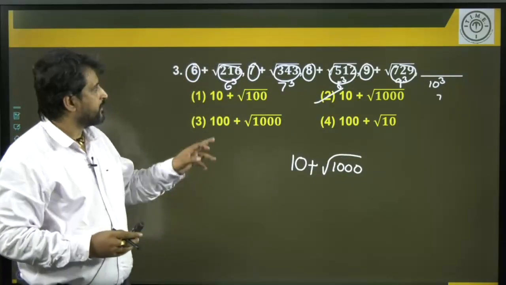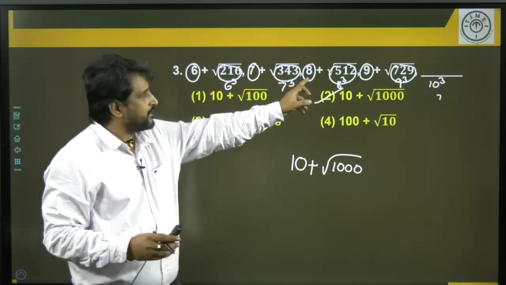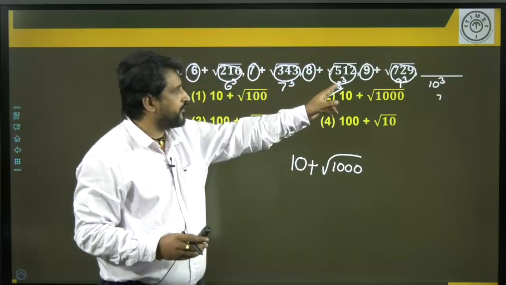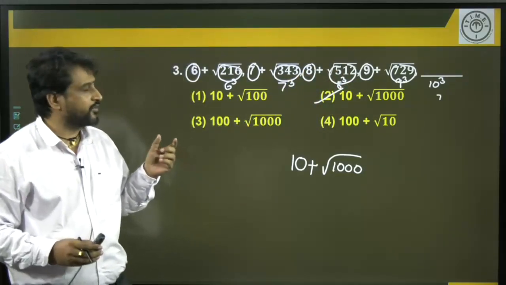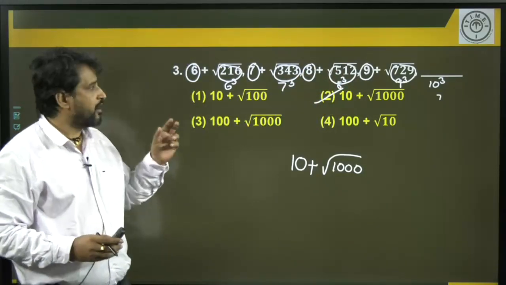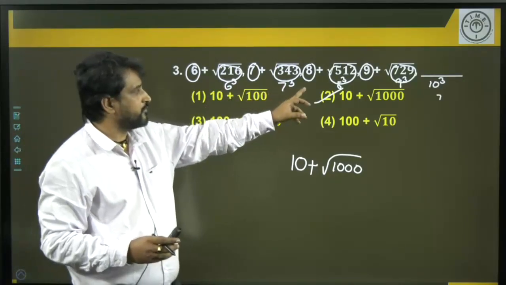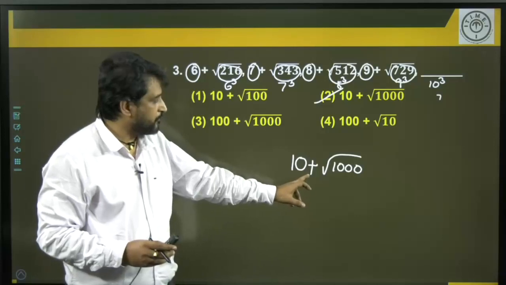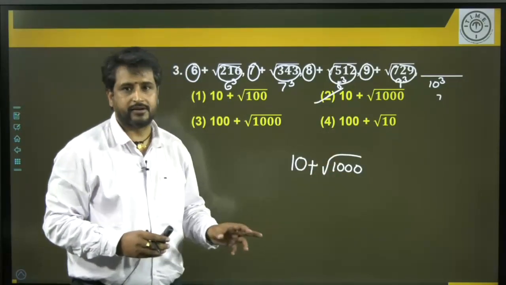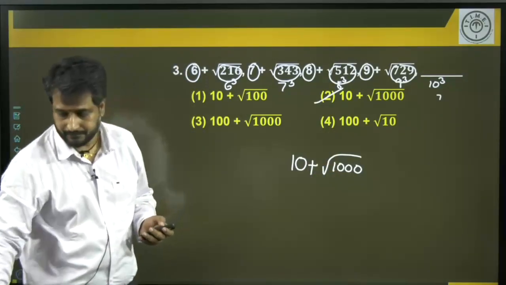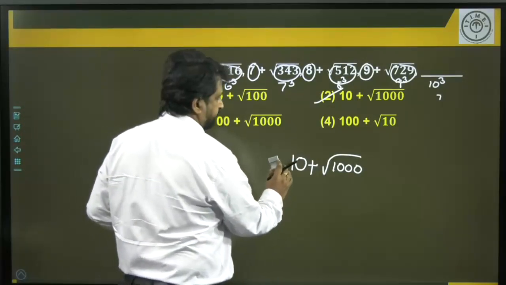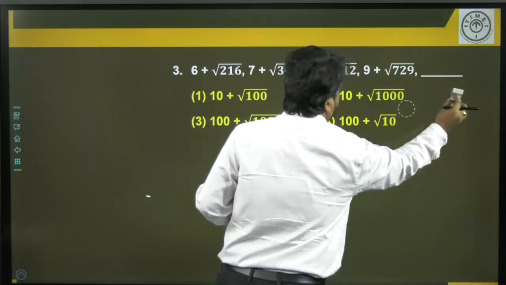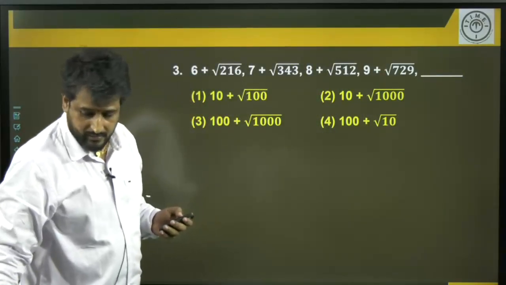Did you understand? 6, 7, 8, 9 are consecutive natural numbers. 216, 343, 512, 729 are consecutive cubes of natural numbers. 6 cube, 7 cube, 8 cube, 9 cube. So the next number is 10 cube. So what does the answer become? 10 plus square root of 1000. See the next question.